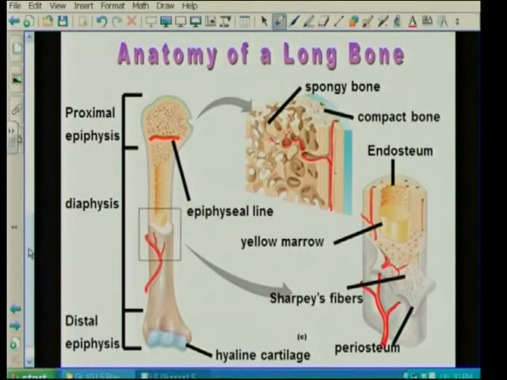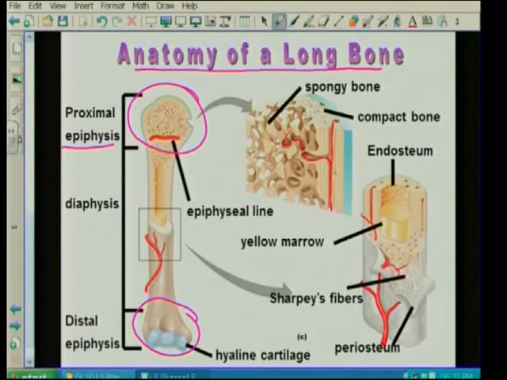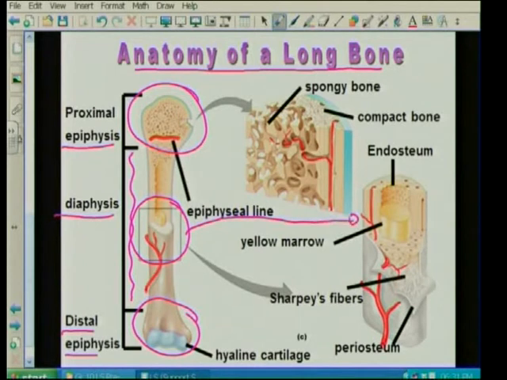If we look at the anatomy of a long bone, we'll find that it has two heads, as I said, and the heads are called epiphyses, on both ends, and there's a shaft in between, and that is called the diaphysis. Now, if we take this area and cut it to make a cross section and make a detailed internal analysis, this is what we will see.